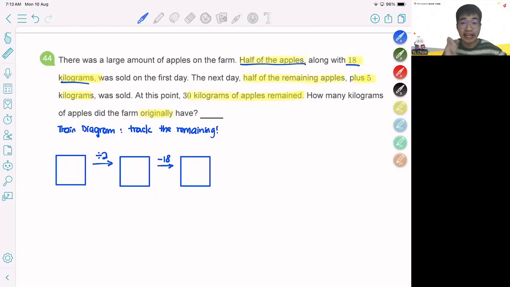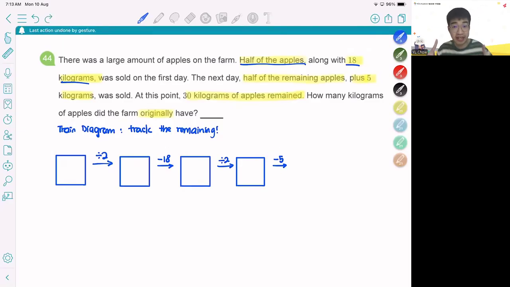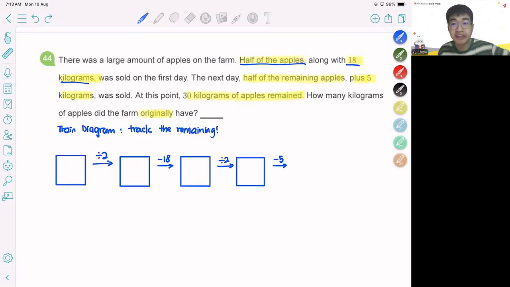Now we move on to the second day. The next day, half of the remaining apples, so I still sell half first, plus 5 kilograms were sold. So I sell another 5 kilograms. When I sell more, the remaining will be less. That's why previously I minus. Here I also minus. Track the remaining. When I sell more, the remaining will be less. And there you have it, the actions for your 2 days are all done. And now there are 30 kilograms of apples remaining.